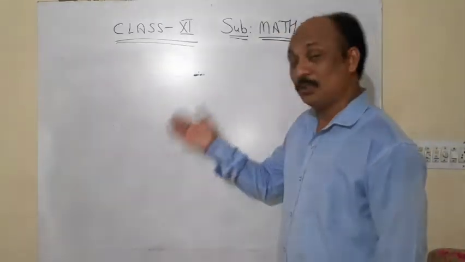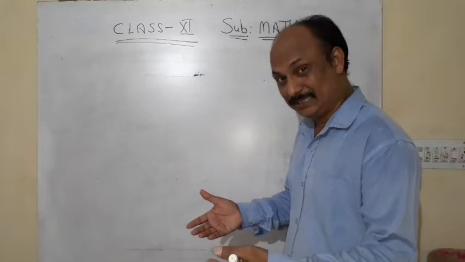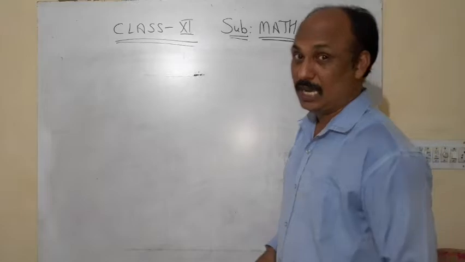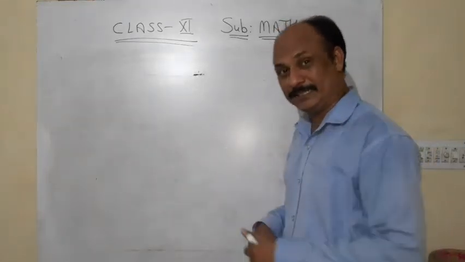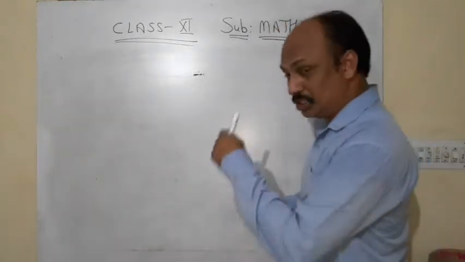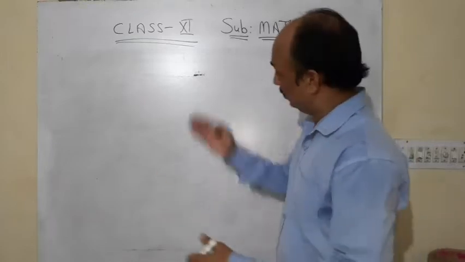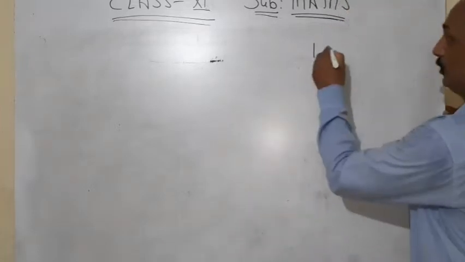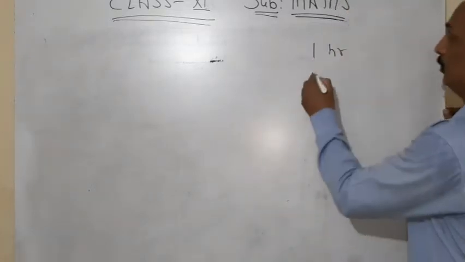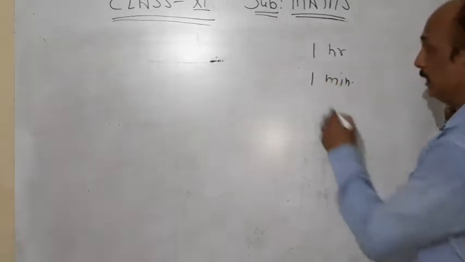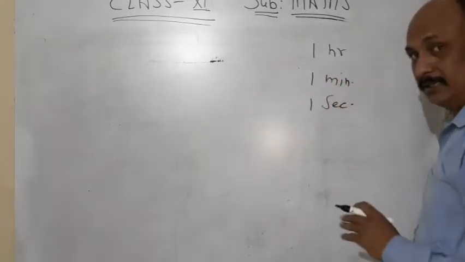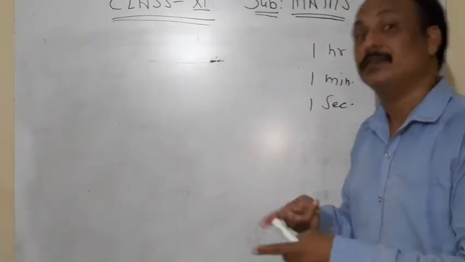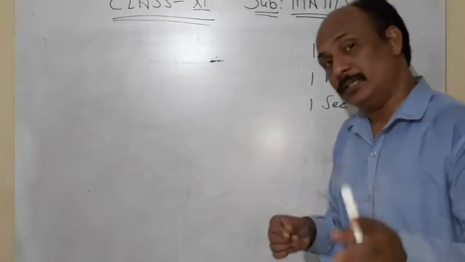Today I am going to start class 11th subject maths topic, our favorite topic, trigonometry. And in this trigonometry we continue our topic. As we know, in time measurement there is 1 hour, 1 minute and 1 second. There are 3 units: hours, minutes and seconds.